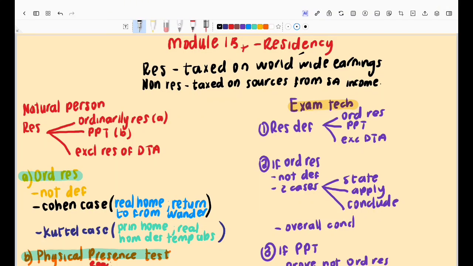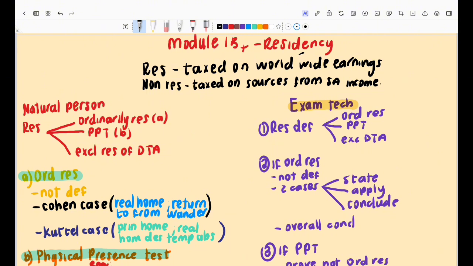So my name is Karabasitole, and in today's video we are going to be focusing on residency. I didn't do module 1A because it's something very simple, just introducing you to taxation, but I do feel like residency is important because remember, we are calculating gross income and we need to know who do we tax.